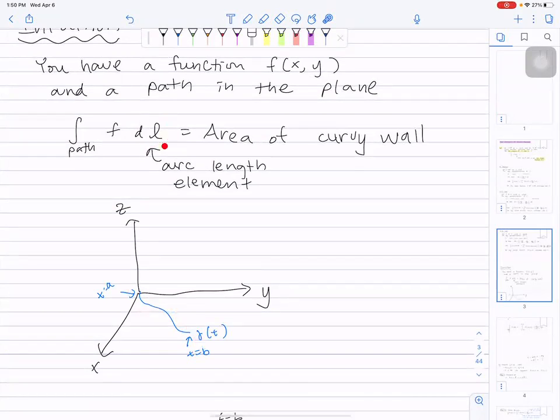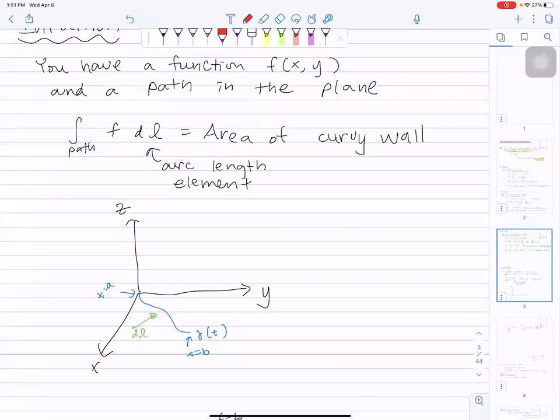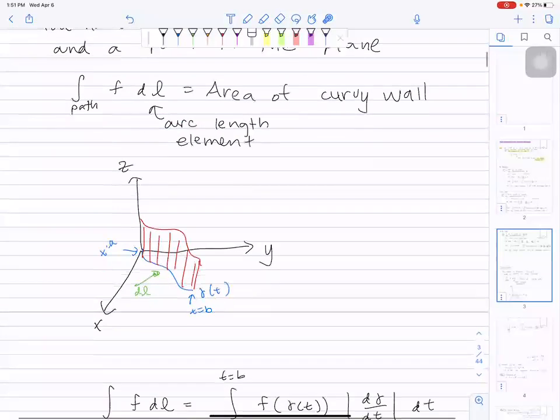And what is dl? dl is defined as our arc length element. This line is dl, our arc length element, if we were to measure it. And what is a path integral doing? If you have this function up top here, the integral of f dl is going to be the area of this curly red wall right here. That's the intuition behind a path integral.